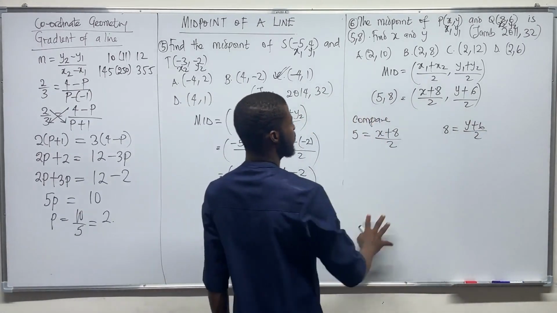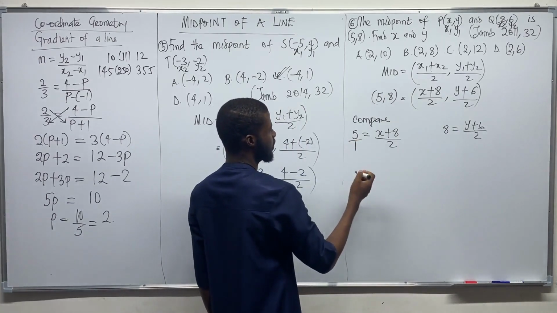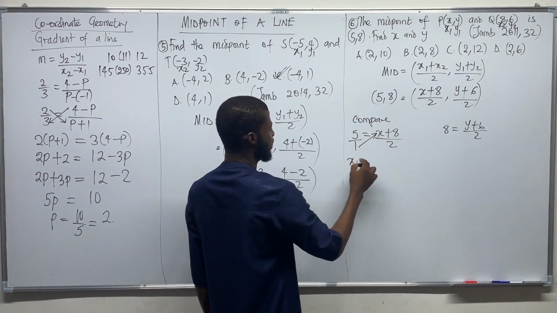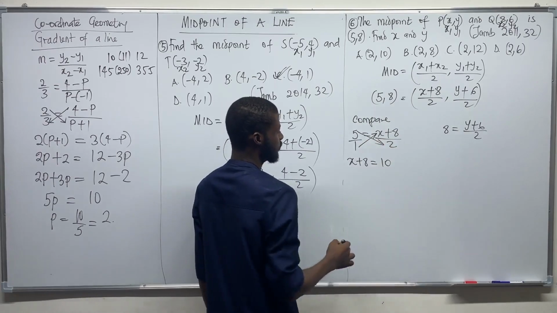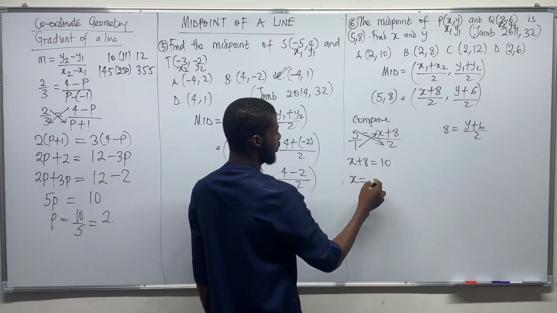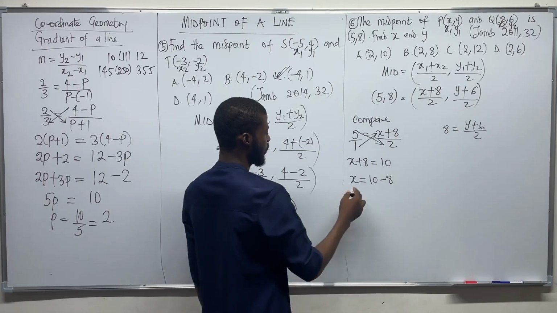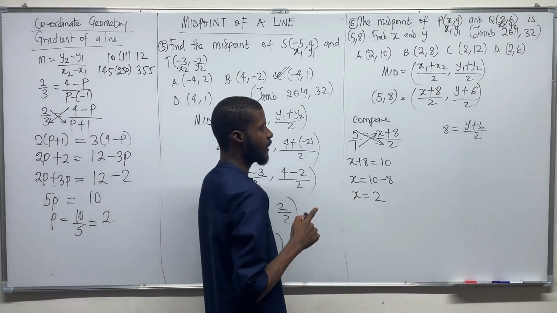Now let us solve each part. I can put an over 1 here, then I cross multiply. 1 times anything is that same thing. So this is x plus 8. Then 5 times 2 is 10. Now this is x. If I take the plus 8 over to the other side, it becomes 10 minus 8 because the plus will change to a minus. So this is x equal 10 minus 8, which is 2. So that's for that part.